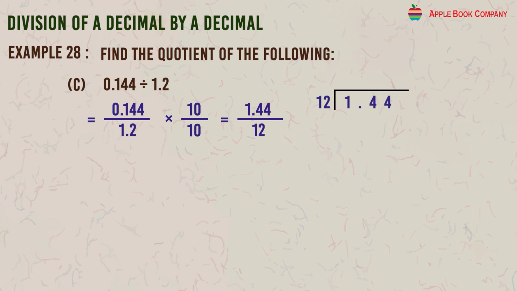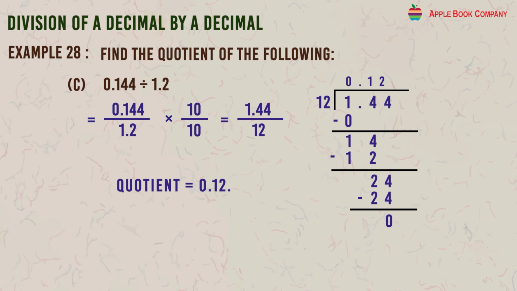C bit: 0.144 divided by 1.2. Convert 1.2 into a whole number by multiplying it with 10 on both sides. It becomes 1.44 by 12. So 1.44 divided by 12 and the quotient is 0.12.